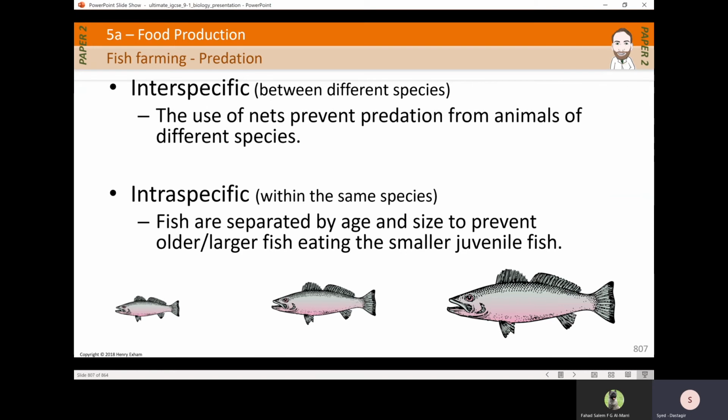Would you care to explain the differences, Fahad, please? Interspecific is the difference between the same species. Yes. So interspecific is? It's the difference between two species. Yeah, so we're stopping predation, yeah? Predation means one is a predator. So one eats another one, yeah? Between different species. However, intraspecific means the same species of fish will eat the younger ones. Oh, okay. So we need to stop that by using nets. Or we separate them by age and size.